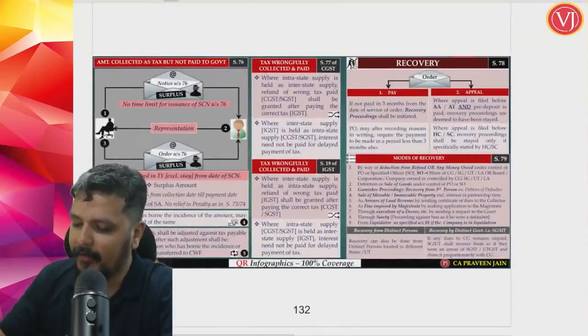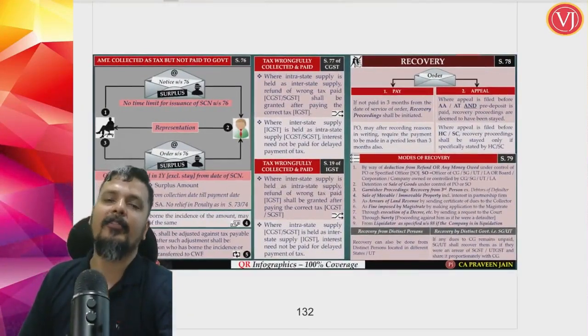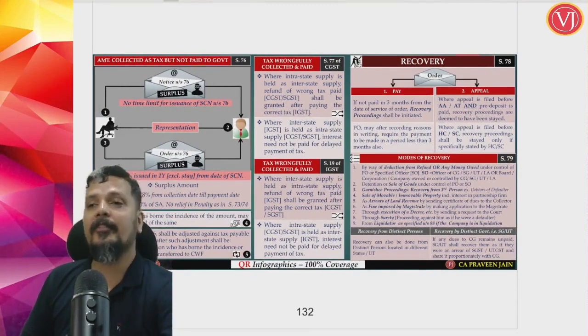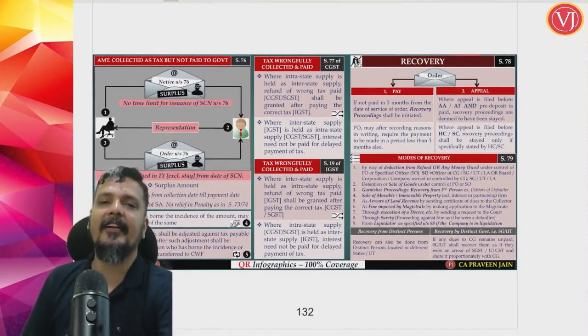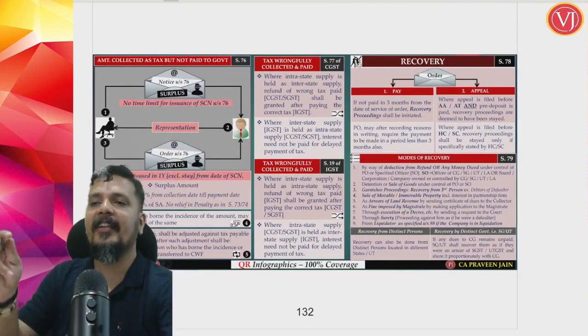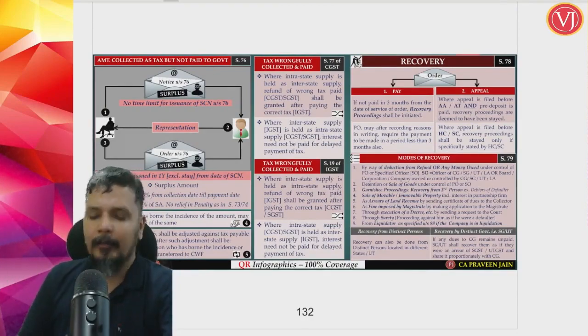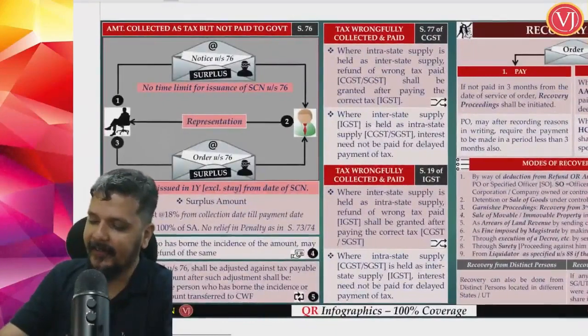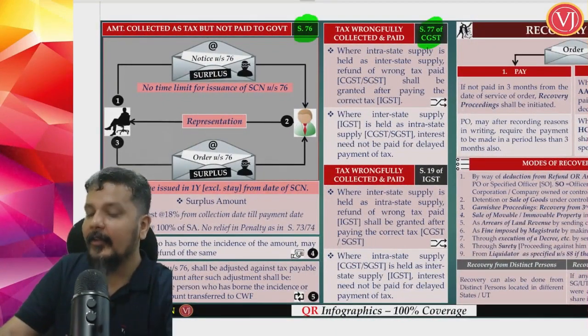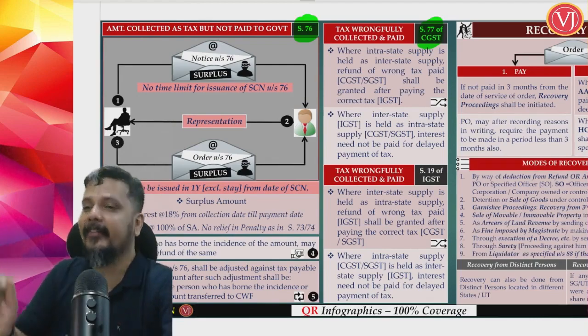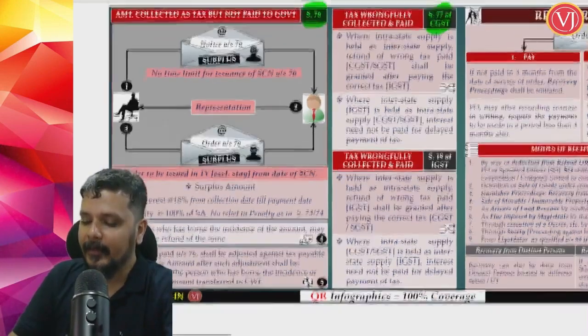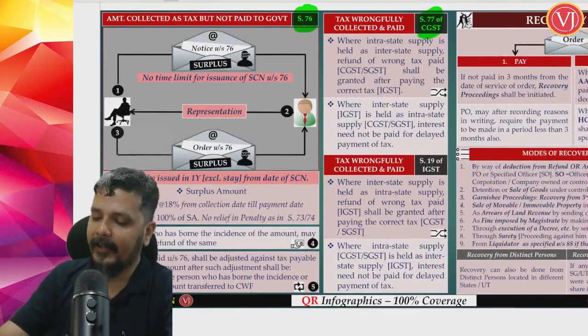Now what we will do is see the other provisions of your demand. We are still seeing demand. The main provisions were section 73, 74 read along with section 75, which is common to both. Now 76 and 77 are the other provisions. 76, you can call it the extreme fraud case. What is this extreme fraud case?